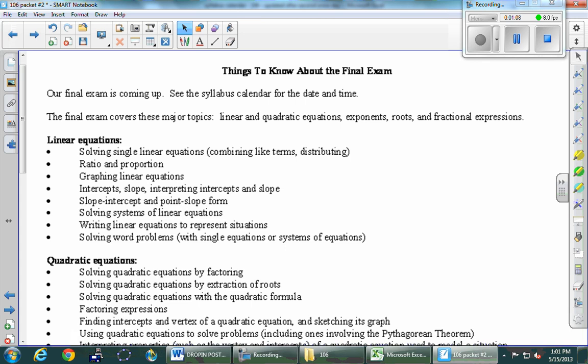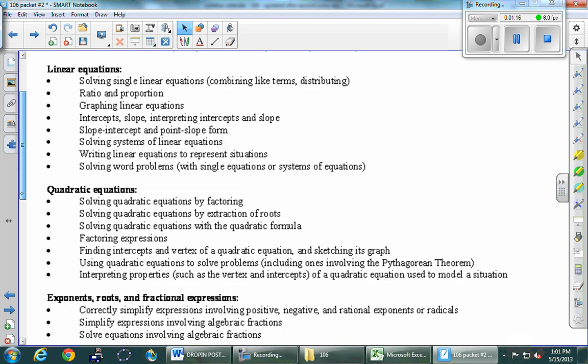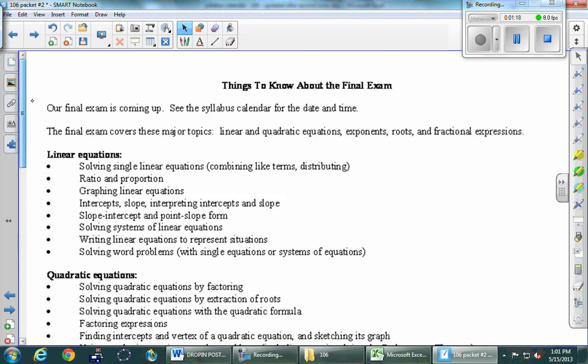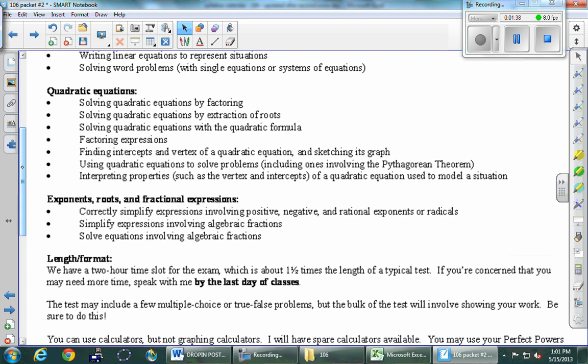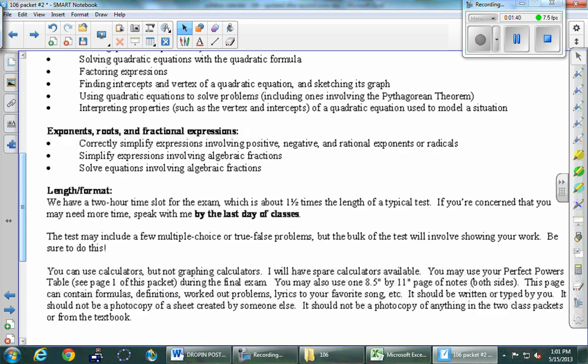Okay, so let's take a quick look at page 93. On page 93, it just talks about some things to know about the final exam. Final exam is coming up. We just looked at the calendar to decide when and where. It covers these major topics: linear and quadratic equations, exponents and roots, that's kind of one topic, and then fractional expressions. So those were our 3 main topics. They're broken down a little bit more here: linear equations, quadratic equations, exponents, roots, and then fractional expressions.